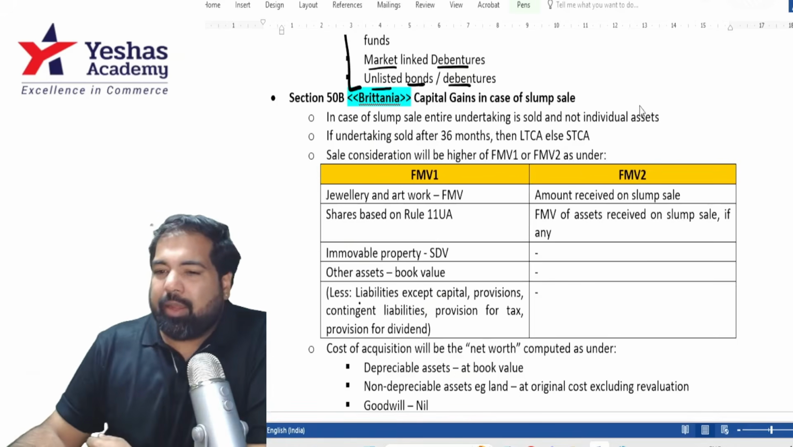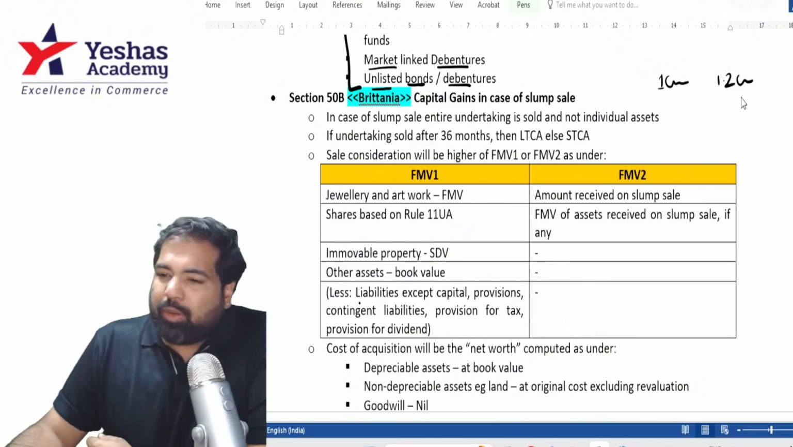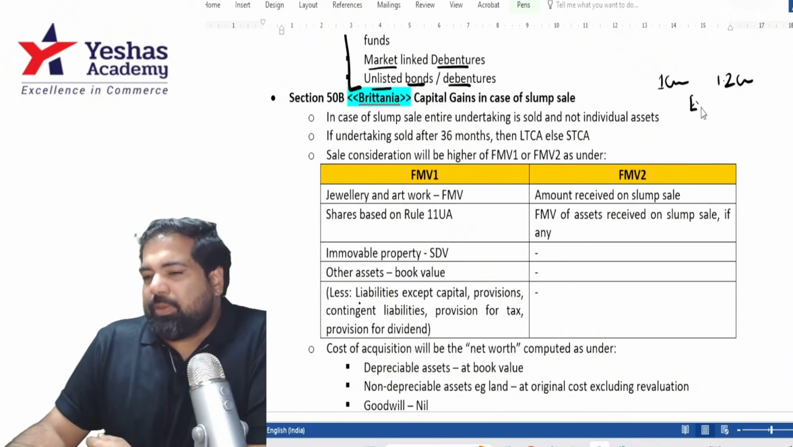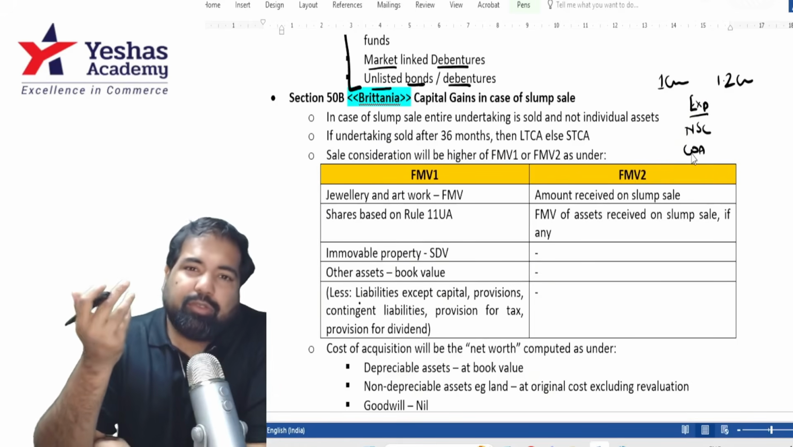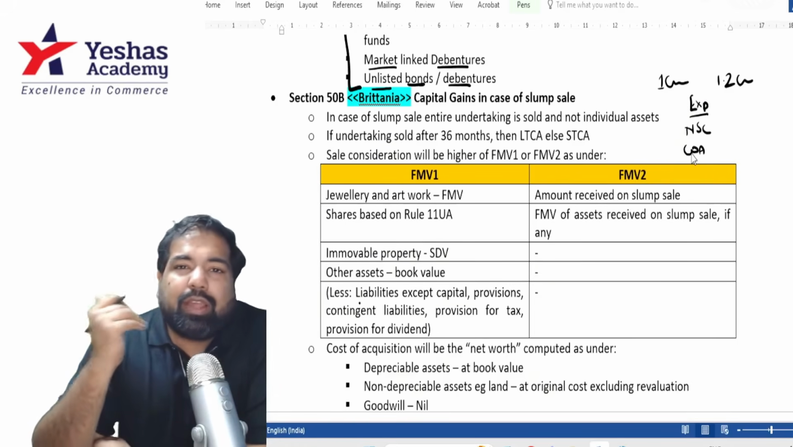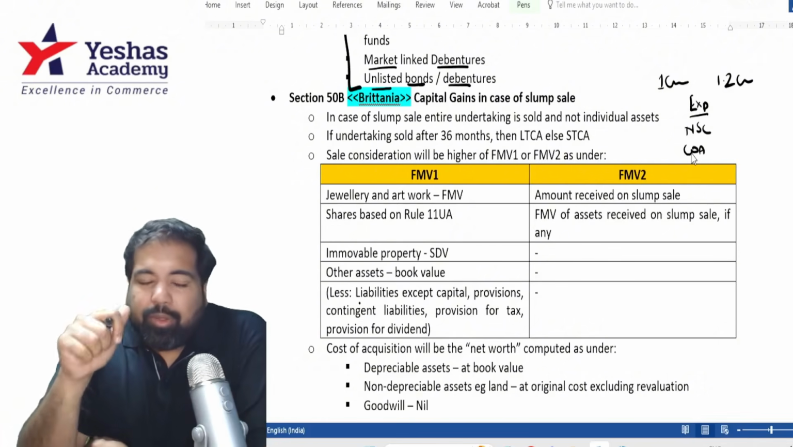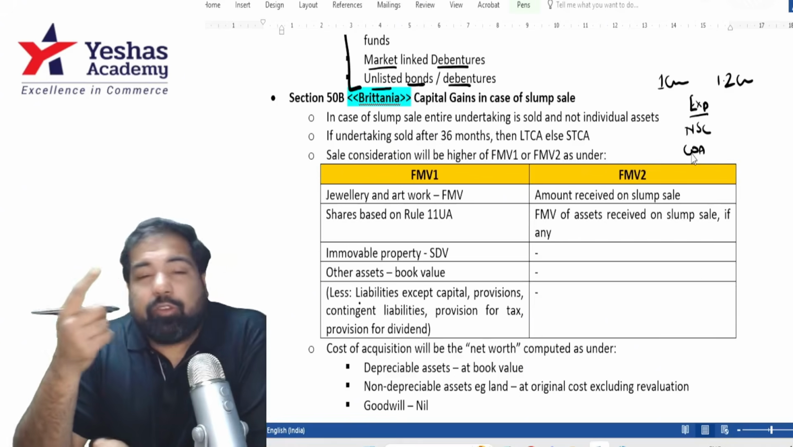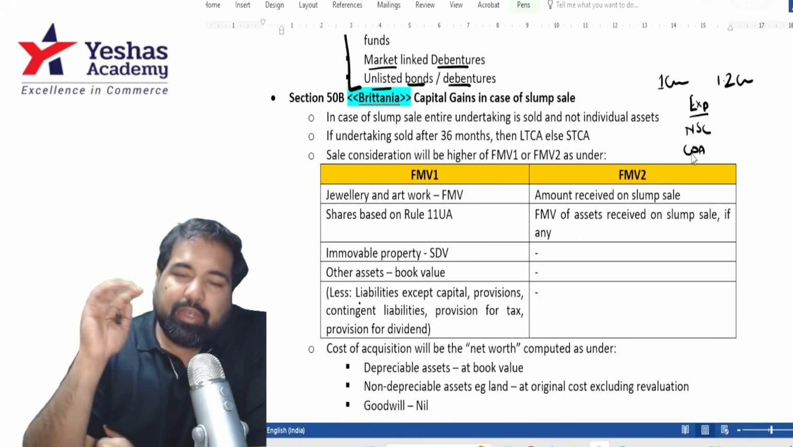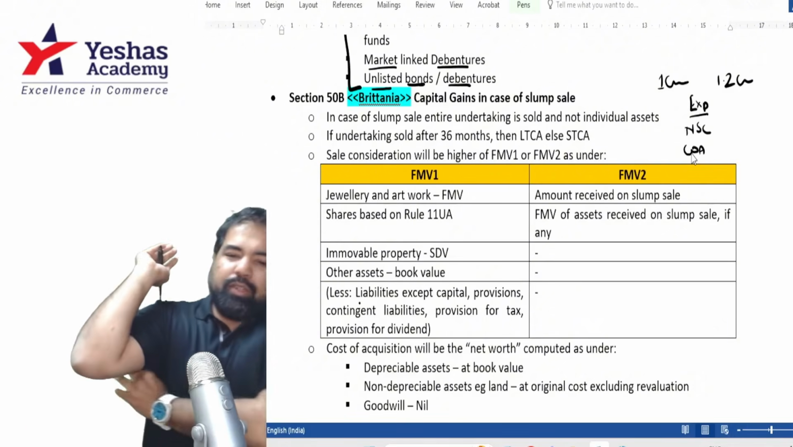For example, I'm selling my undertaking for 1 crore rupees, but the fair market value is 1.2 crore rupees. So you'll take 1.2 crore rupees. Then you will minus expense on transfer. You'll get net sale consideration. You'll minus COA. There is no COI, only cost of acquisition. What is cost of acquisition? It's the net worth. And how do you calculate the net worth of the assets? Any depreciable assets, you have to take the WDV. Any non-depreciable assets, for example land, you have to take the original cost, excluding revaluation. And all other assets, you have to consider everything and then find out the net worth.